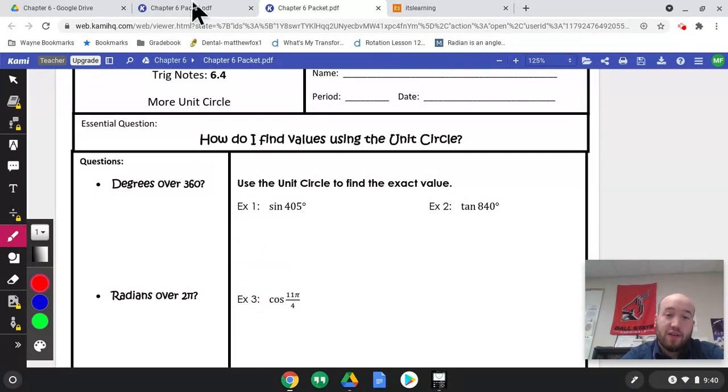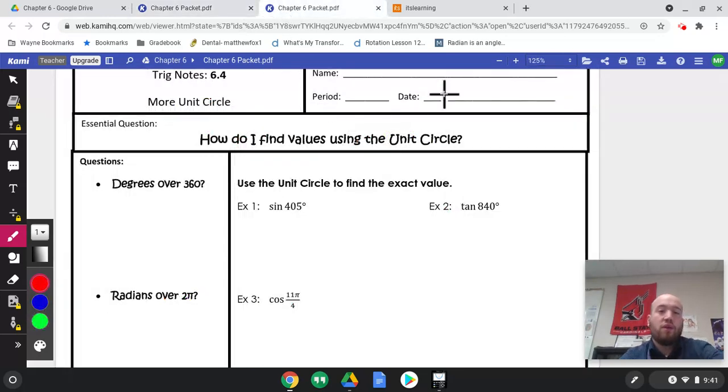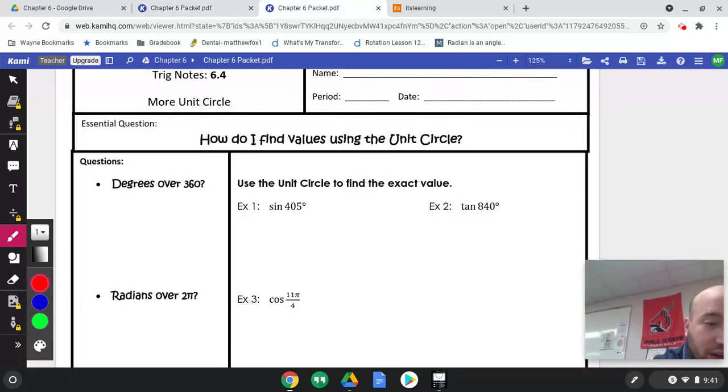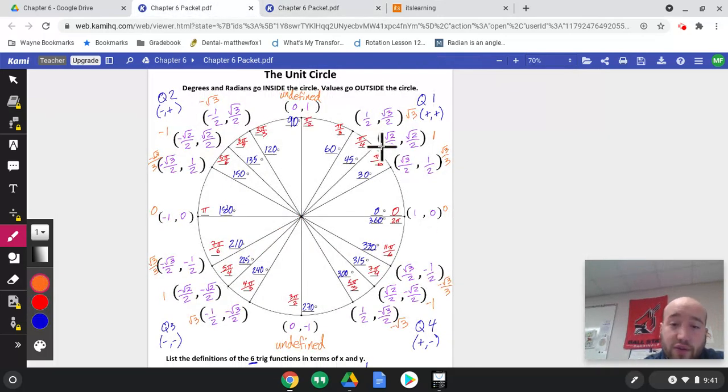Now, we're used to going on there, looking for 405, tracing around, and we don't find it, because the chart goes from 0 to 360. Now, all we have to do is subtract 360 from this 405, and we'll find an equivalent value. So sine of 405 degrees, if I subtract 360 from 405, I'm left with 45 degrees. Then the sine of 45 degrees is right over here. It's the y, so square root of 2 over 2.